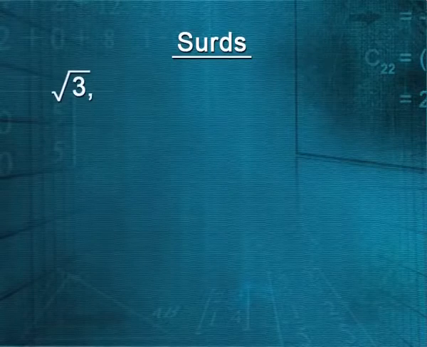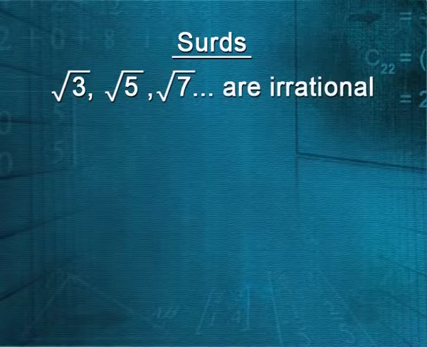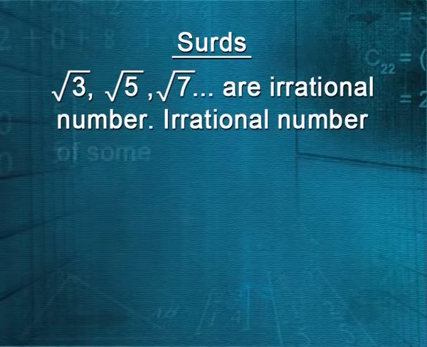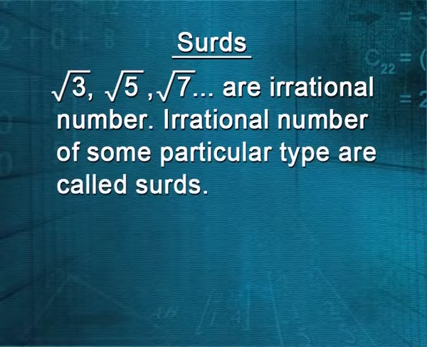In the last lesson from exponent and surds, you learned about the exponential notation, how we can write a given number in exponential form, and we learned how to express the given expression in exponential form. Today we are going to learn about surds. Surds are also called radicals. You know irrational numbers, that √3, √5, √7 are irrational numbers, and irrational numbers of some particular type are called surds. Now, how can you define a surd?